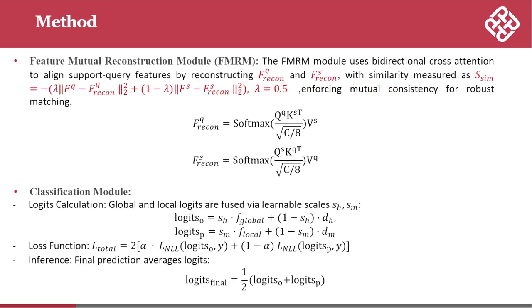The next model is the feature mutual reconstruction. This part rebuilds features between support and query samples in both directions to make differences between classes bigger. The last is the classification model. We use cosine similarity to predict labels based on the refined features.